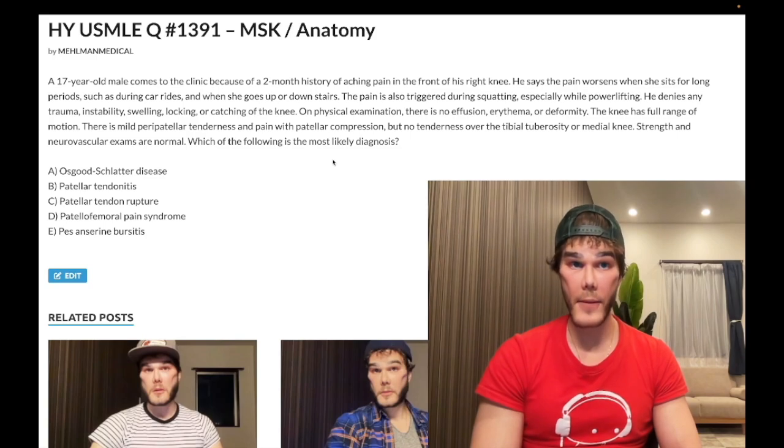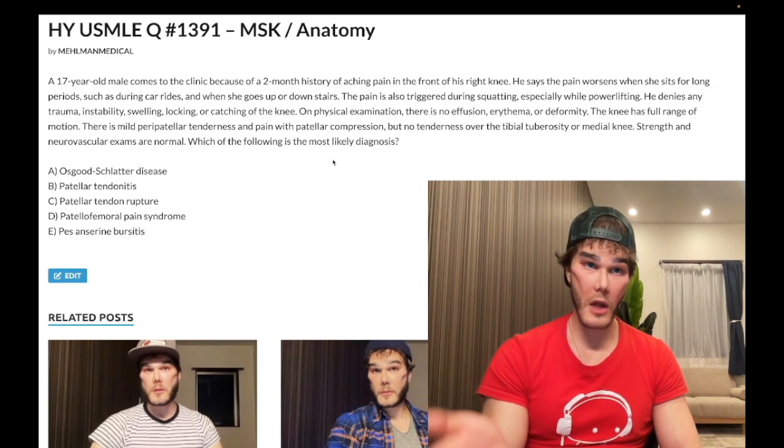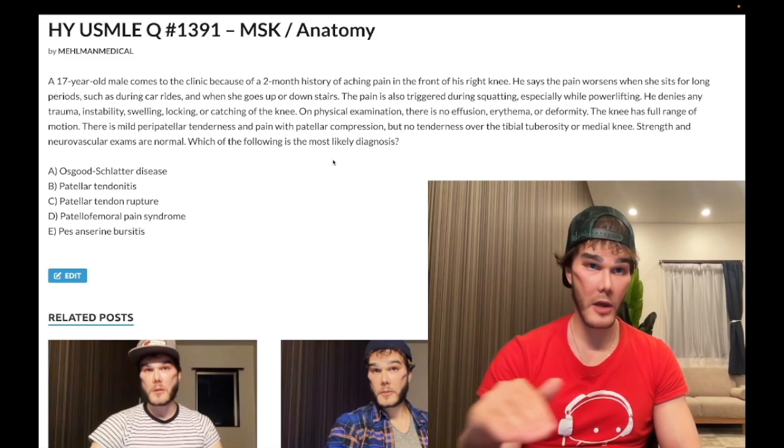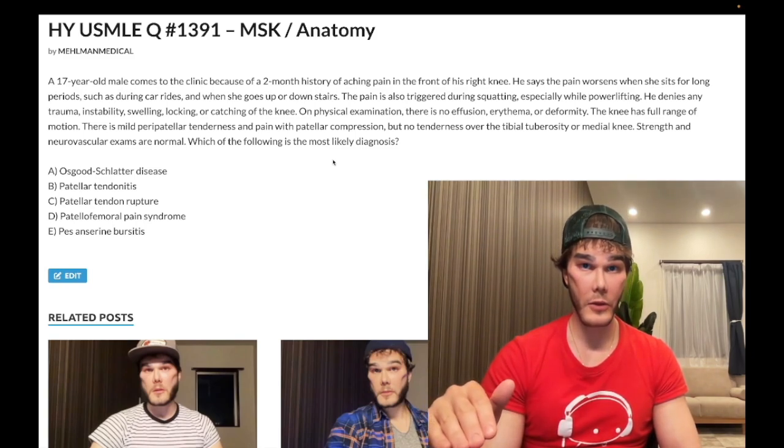They're going to tell you that some dude has pain in the knee that's worse when sitting for long periods of time and/or when going up and down stairs. Answer, patellofemoral syndrome, aka patellofemoral pain syndrome, aka chondromalacia patellae. They're all the same thing. They're used interchangeably in USMLE and in clinical practice.